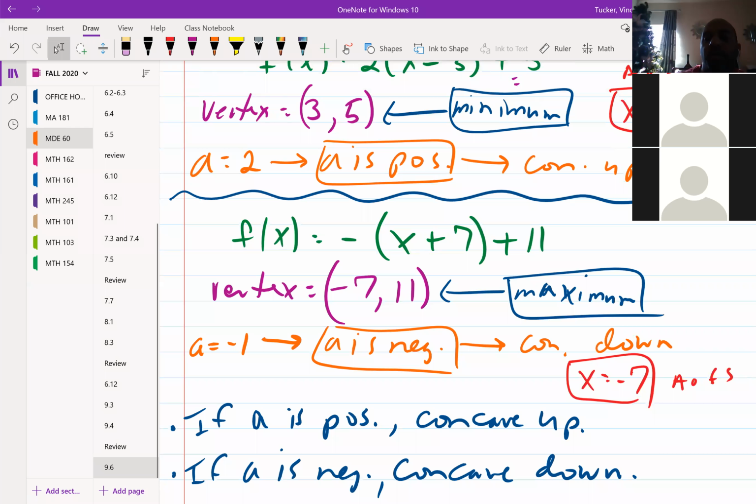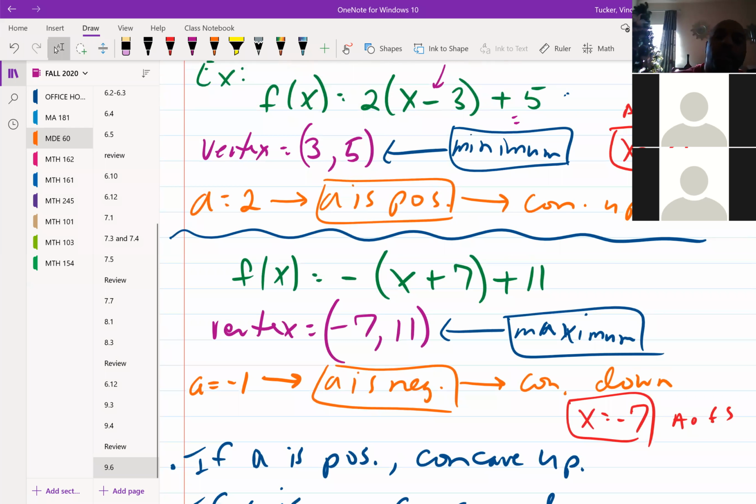Question on the axis of symmetry? Once again, it's just the x component of your vertex. So you will write x equal to whatever that number is. All right, anything else new?